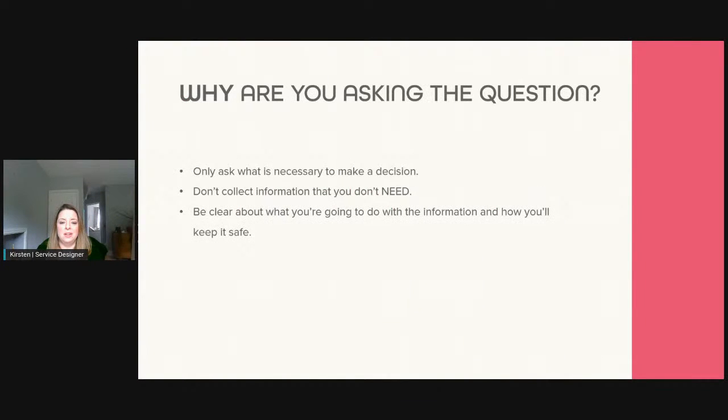So only ask for what's necessary to make a decision. Check again with colleagues or teams who say they need that information. I think we probably all know that the information funders collect can build up over time, and some questions that perhaps a couple of years ago seemed important might now be irrelevant, but they could still be on the form. Think about whether you should retain those questions or remove them. Don't collect information that you don't need, or you don't need at a particular application stage.